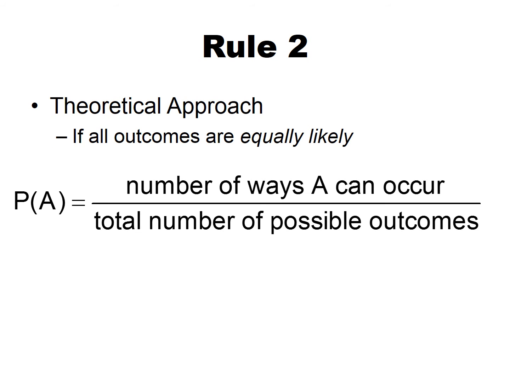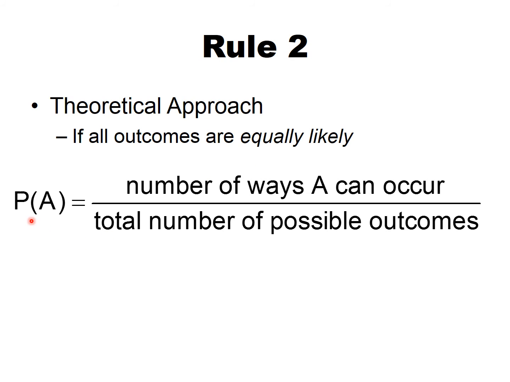So that was rule 1, an approximation. Let's talk about a little more theoretical approach that will get us an exact theoretical probability. We'll call this the theoretical approach, and this only applies if all of the outcomes are equally likely. If one outcome is any more or less likely than any other, then this approach isn't going to work.